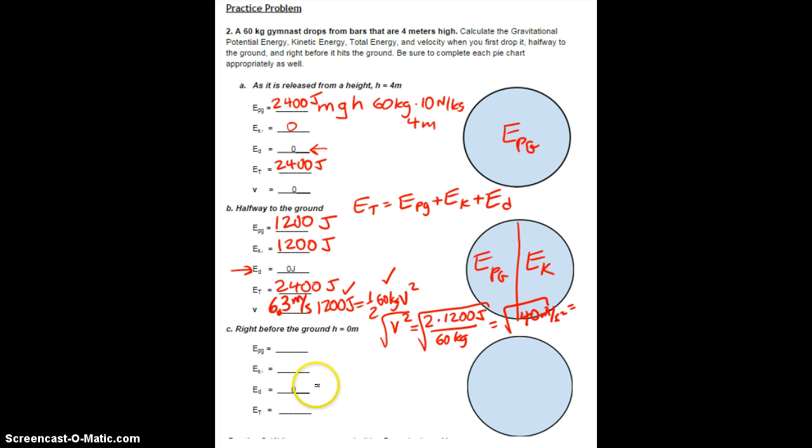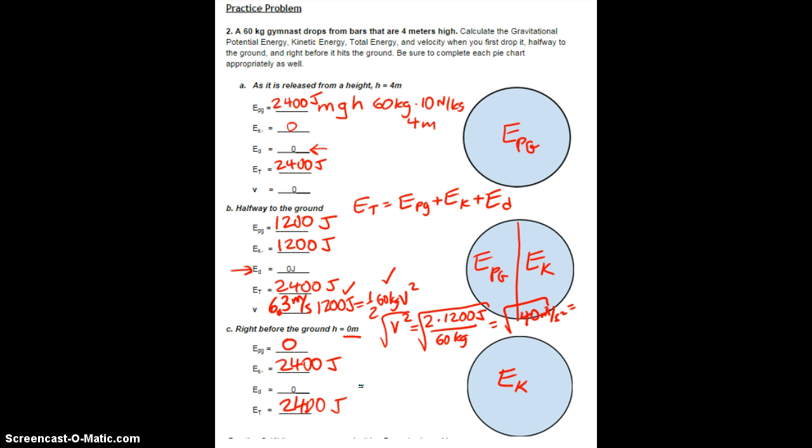Let's take a look at this last situation. Okay, it's right before it hits the ground. Let's take a look at the total energy. We've done no work to it. We've taken nothing out of it, so we still have 2,400 joules. We now end up having the case where the height is 0, so we know there's going to be 0 gravitational potential energy. So all of the energy that's available here is kinetic, 2,400 joules.